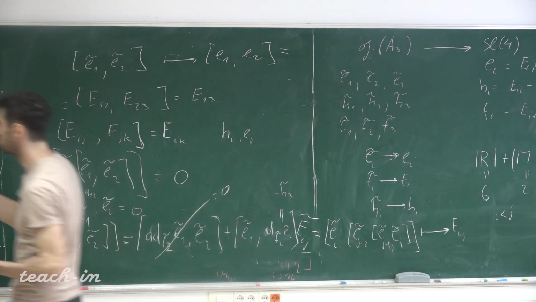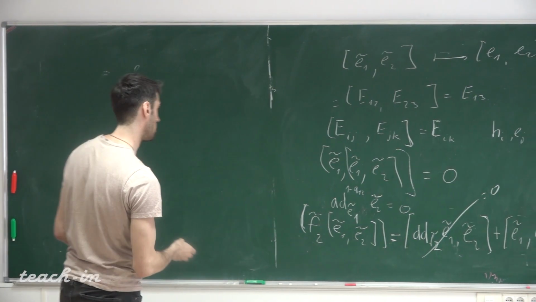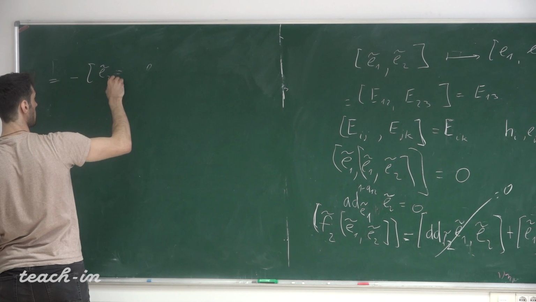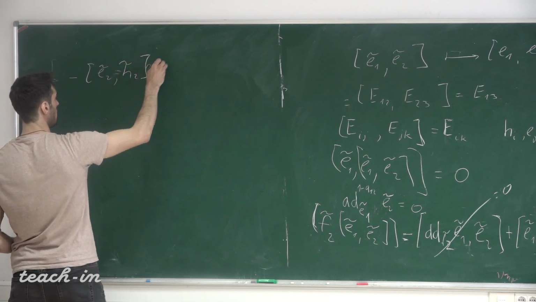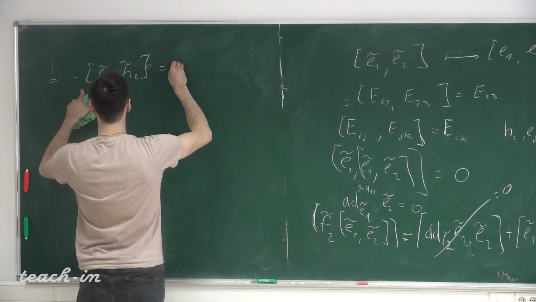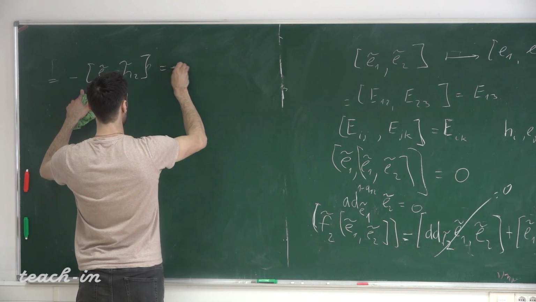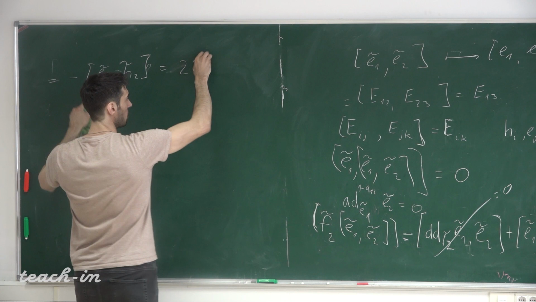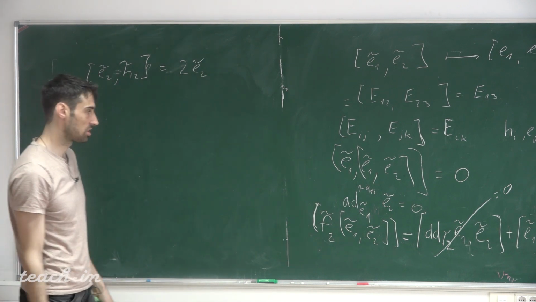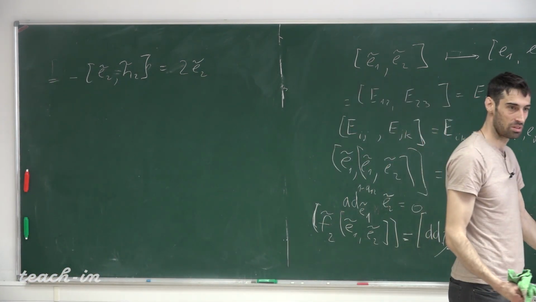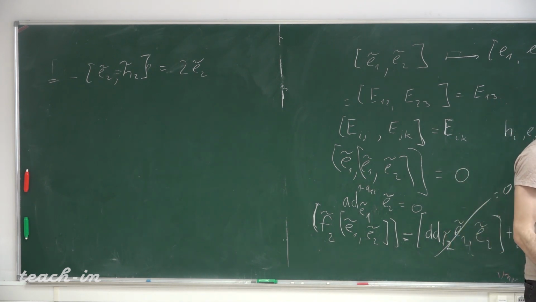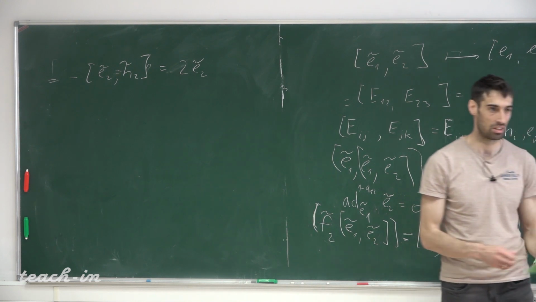Therefore, okay, let me move here. Therefore, it is negative E2 tilde H2 tilde, right? And this is negative, maybe just positive 2 E2 tilde, which belongs to this set, right? Well, this is just without taking any commutators, just a generator, right?